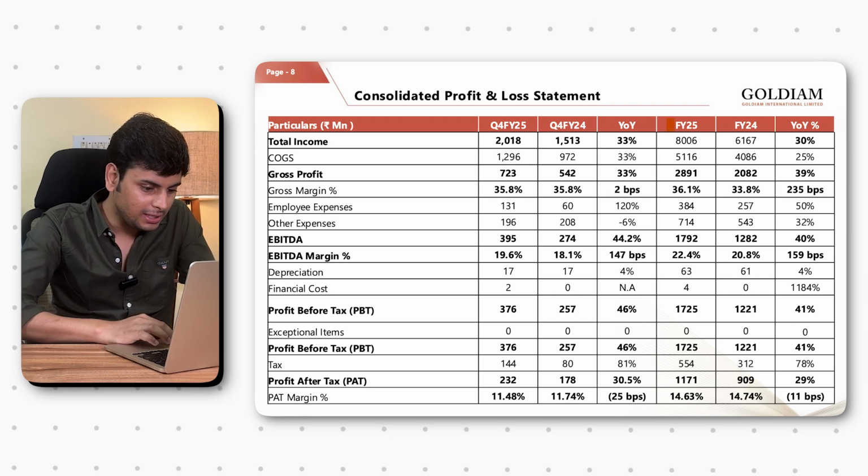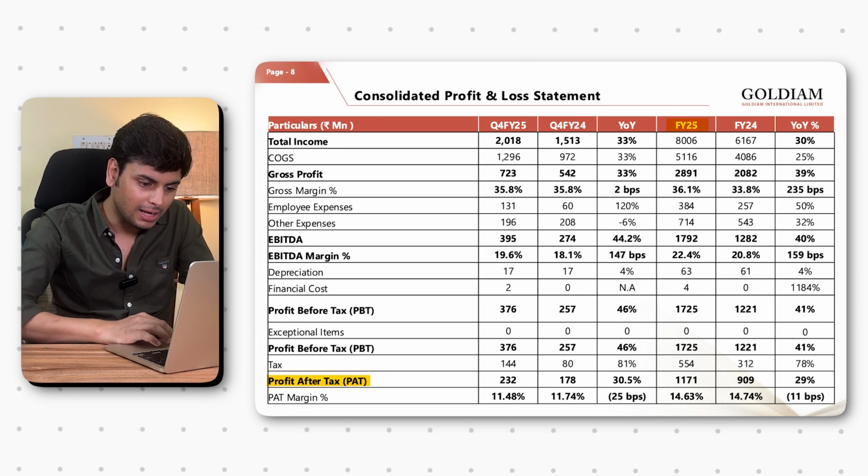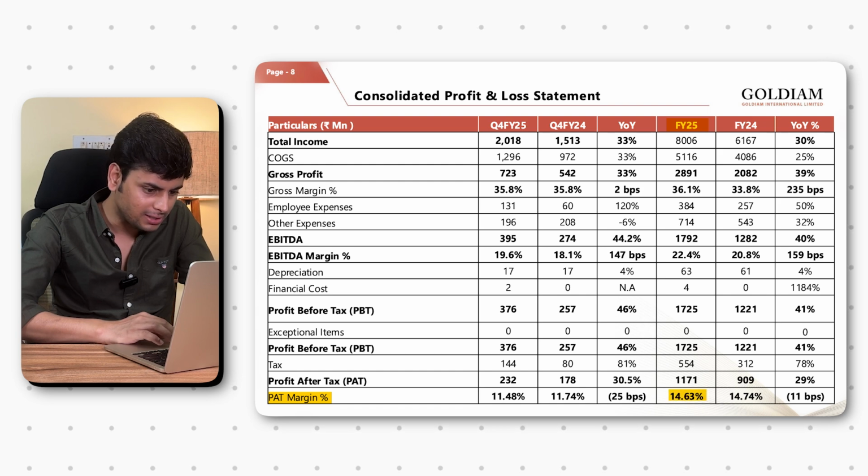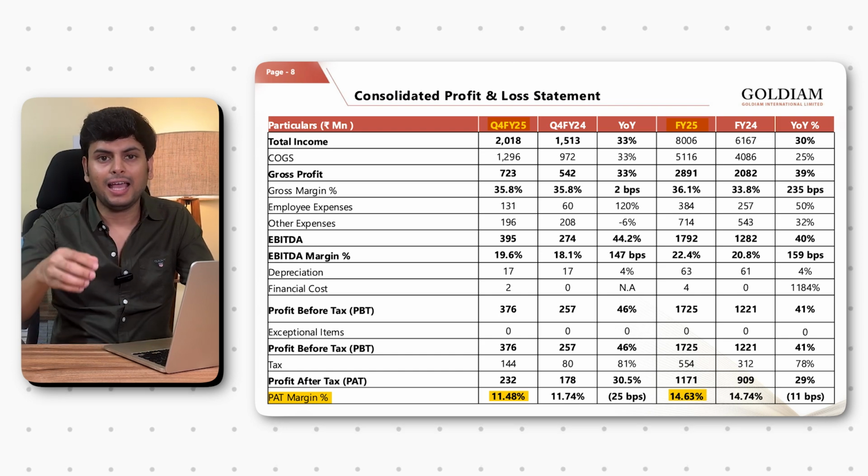And finally, if you see, the company's profit has grown by around 30%. For the full year, net profit margin has remained around 15%. In Q4, margins are a bit lower, only around 11 to 12%. That's because this is their weak season, as most of the sales in USA get done by Christmas and New Year.